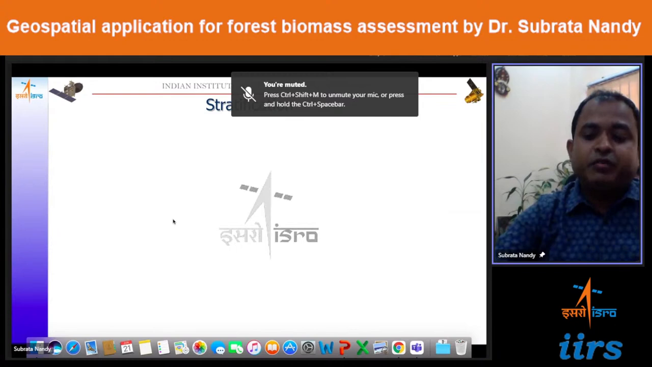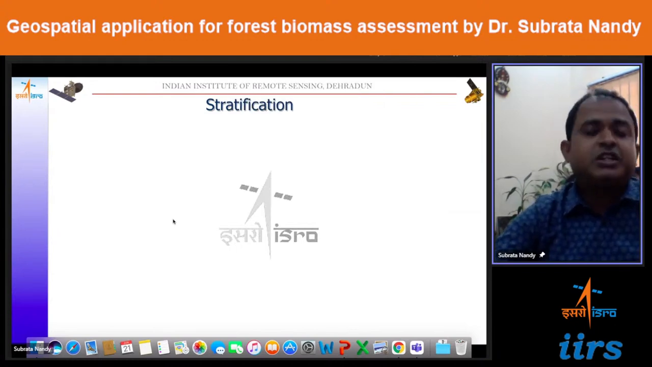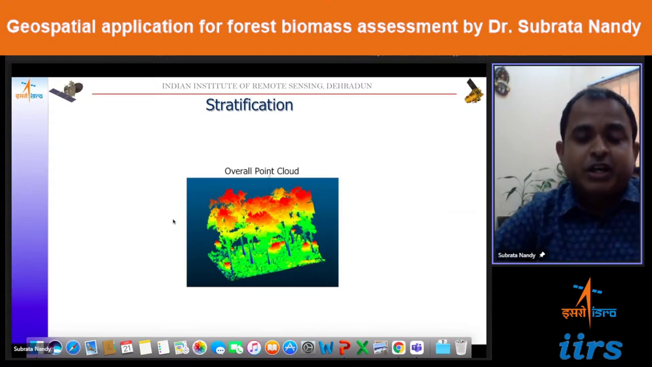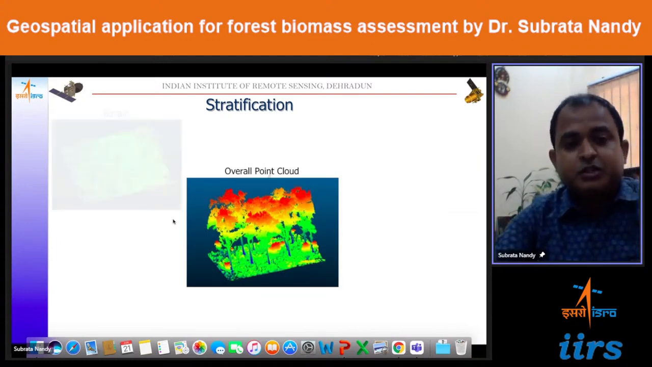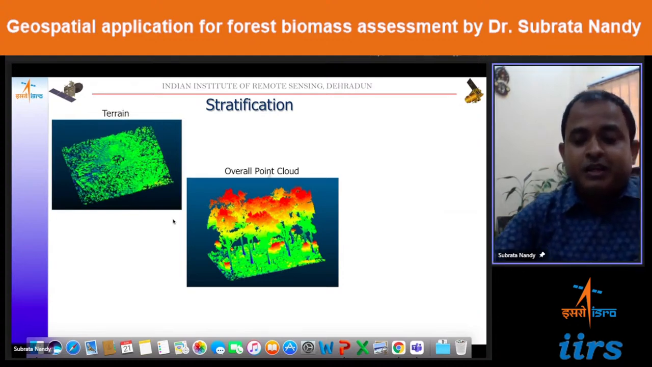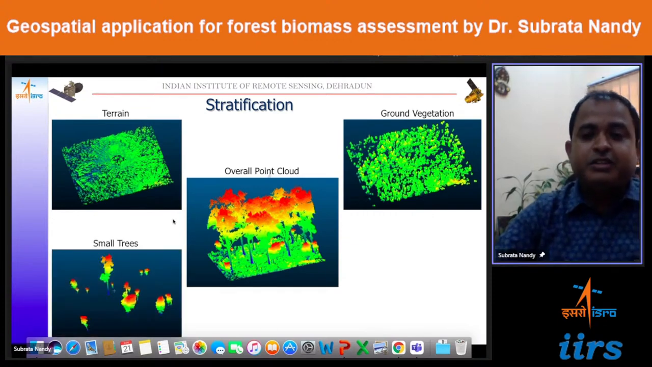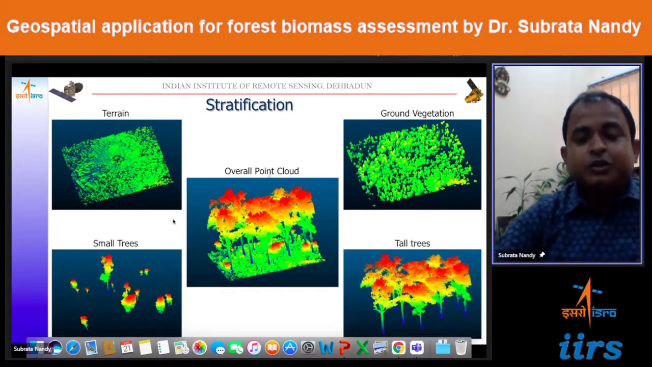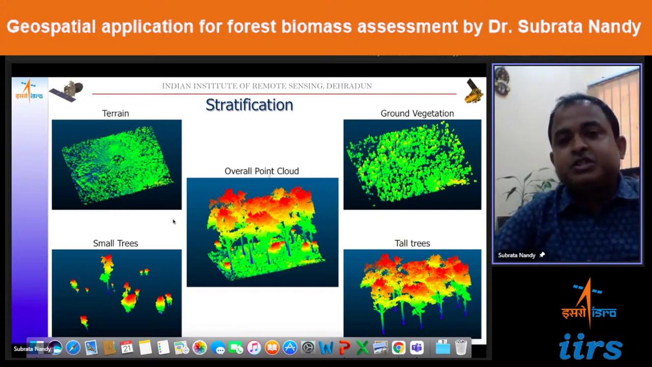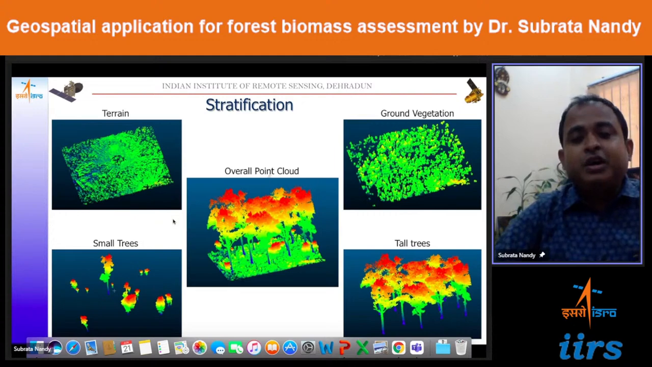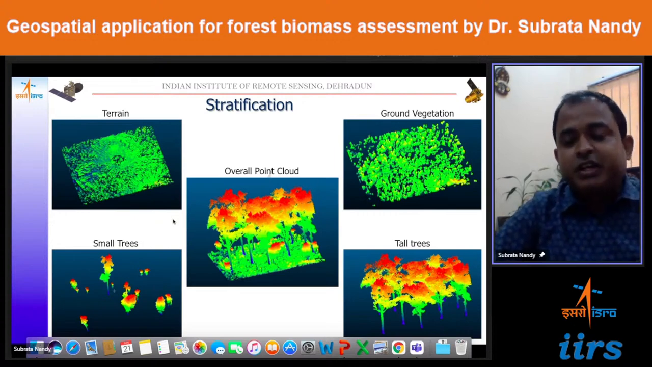In addition to that, you can do vertical stratification of the forest as well. Suppose this is my overall point cloud data, or the 3D model of the forest. I can separate this into the terrain part. Then I can say this is the ground vegetation, then these are the small trees, and these are the tall trees. If my study requires stratification, this kind of data can be used very effectively. Based on the height, you can separate all the layers and use this data for your study.